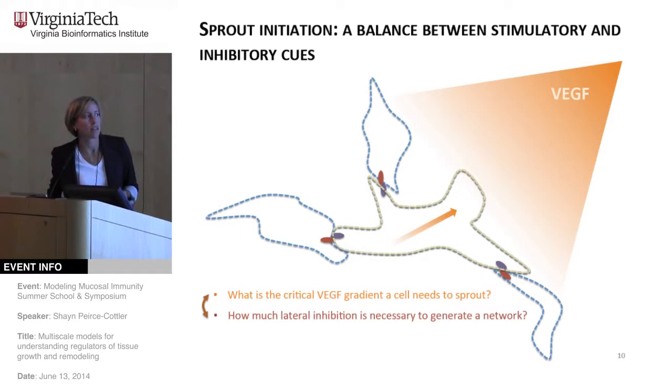And really what we were interested in is this push and pull. So one question we had is, what is the critical VEGF gradient that a cell needs to sprout? And then how much lateral inhibition is necessary at these interconnections between the tip and the stalk cells to generate a properly formed vascular network? And importantly, which of these 2 factors, the stimulatory or the inhibitory, has more pull in the system, is more influential? So again, a stripped down question: is it the stimulatory factor, the VEGF, that's really pulling the tip out, or is it the inhibition that drives this organized sprouting phenotype that we see in a developing blood vessel network?